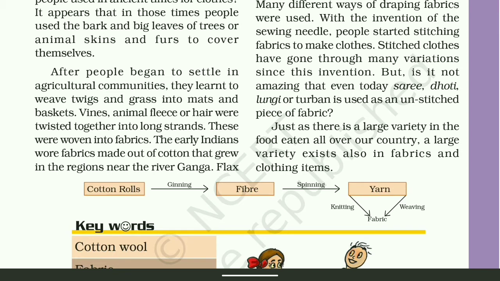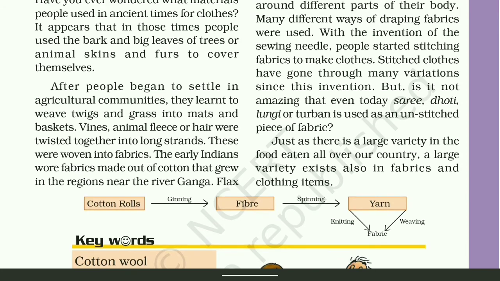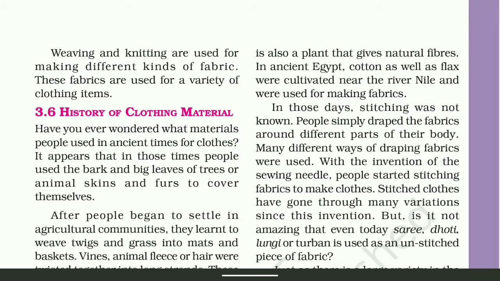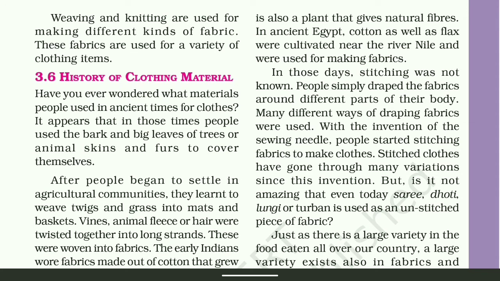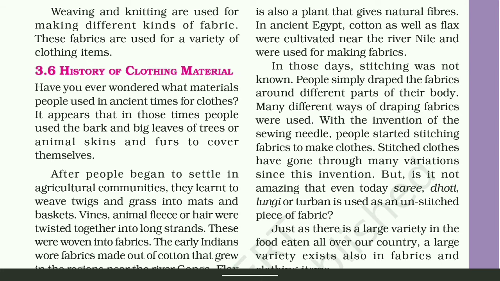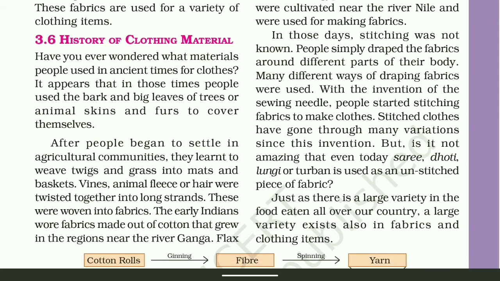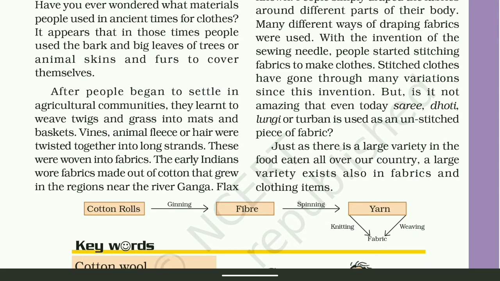The early Indians wore fabrics made out of cotton that grew in the regions near the river Ganga. Flax is also a plant that gives natural fibers in ancient Egypt. Cotton as well as flax were cultivated near the river Nile and were used for making fabrics. In those days, stitching was not known. People simply wrapped the fabrics around different parts of their body. Many different ways of draping fabrics were used. With the invention of the sewing needle, people started stitching fabrics to make clothes.